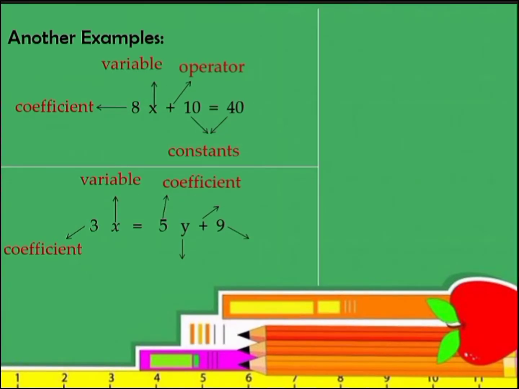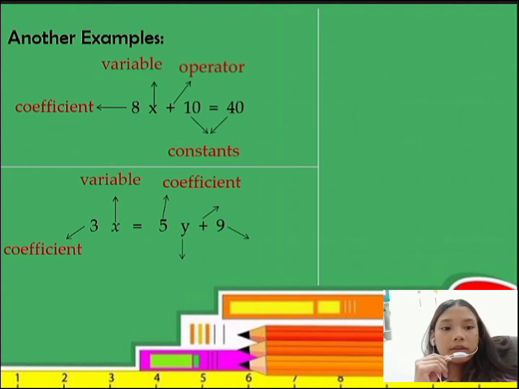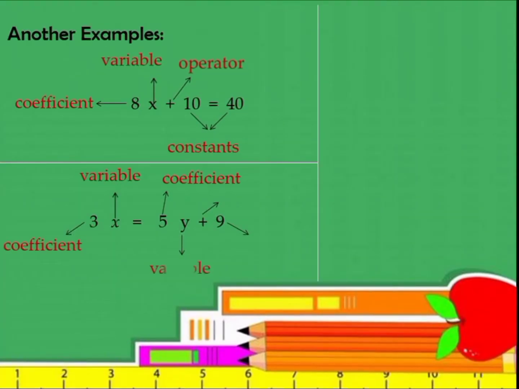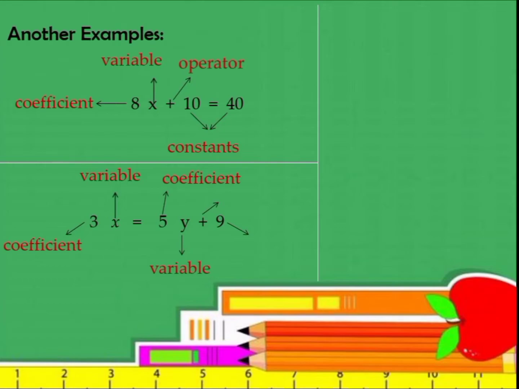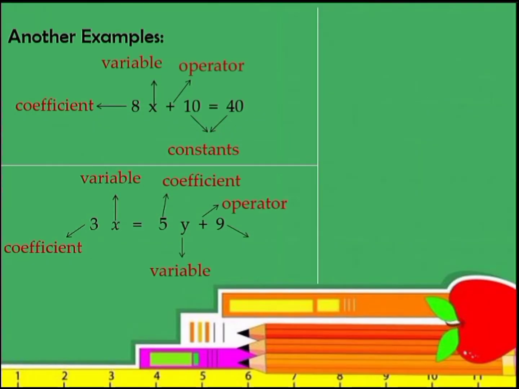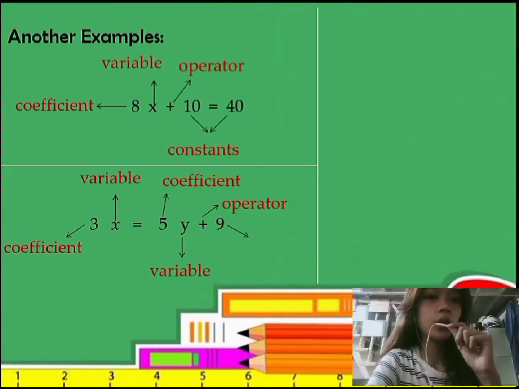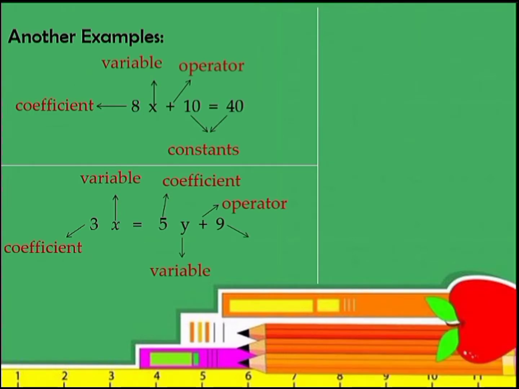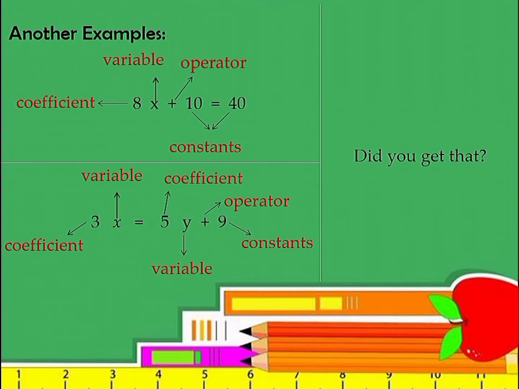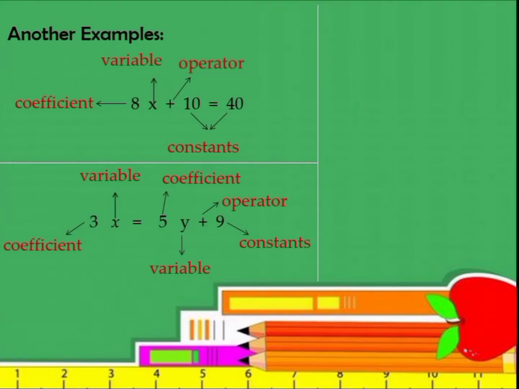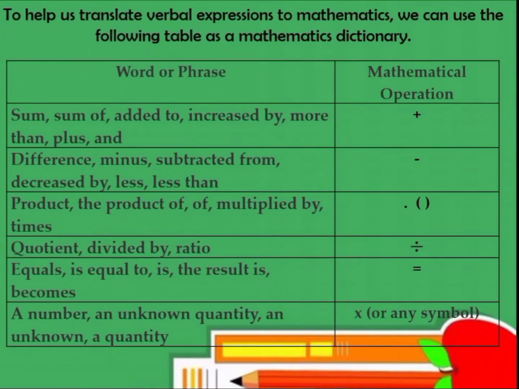How about Y? Variable. Very good. It's a variable. How about the plus sign? Operator. Very good, Shaira. It's an operator. How about the last number? Constant. Let us see. Very good, Michaela. It's a constant. Are we clear now, students? Okay, now let's move forward.